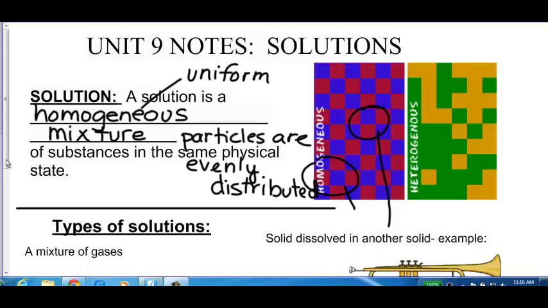Whereas in a heterogeneous mixture, there may be a clump of one type of particle and then a clump of another type of particle. The particles are not evenly distributed. We also defined a homogeneous mixture as one where, even though on the macro level there's more than one thing present, it only looks like one thing to your eye.